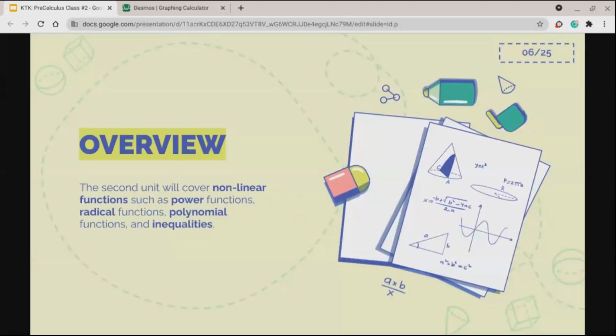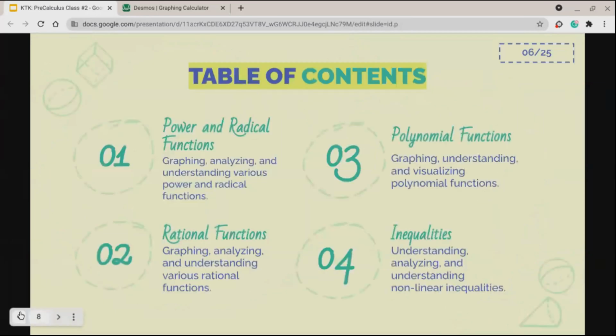As for an overview for today, the second unit will cover nonlinear functions like power functions, radical functions, polynomial functions, and inequalities. Our table of contents has power and radical functions, which is graphing, analyzing, and understanding various power and radical functions; rational functions, which is graphing, analyzing, and understanding those; polynomial functions, graphing, understanding, and visualizing these, where we'll learn how to get a rough sketch; as well as inequalities, which is solving. So we're going to end up solving a couple of nonlinear inequalities.